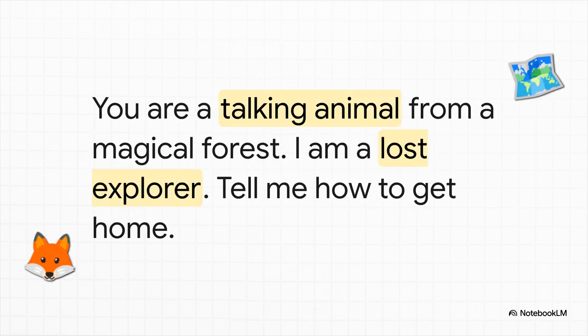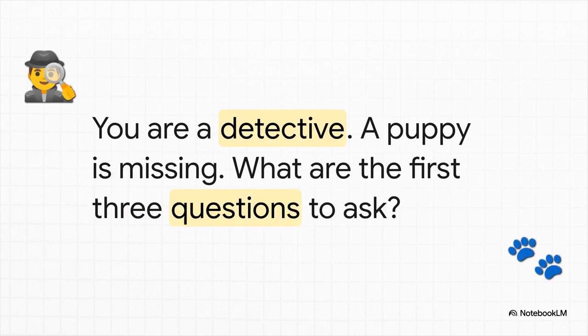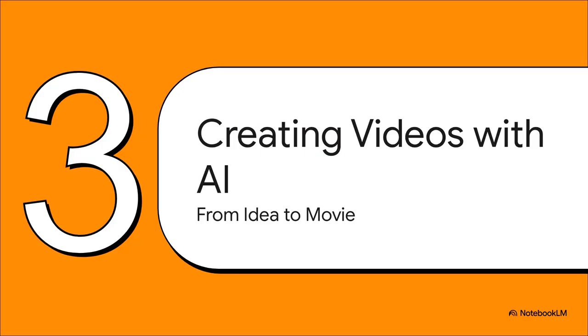Or you can try this. You can set up a whole scene through role-playing. Here, you're telling the AI who it is, you are a talking animal, and who you are. This gives the AI a personality and a mission, which makes the whole conversation so much more fun and dynamic. And it's not just for making up fun stories. You can use prompts to get the AI to think logically. By telling it, you are a detective, you're asking it to use a structured approach and to think through a problem, step by step.